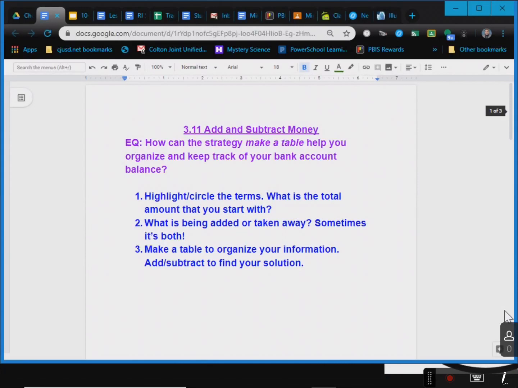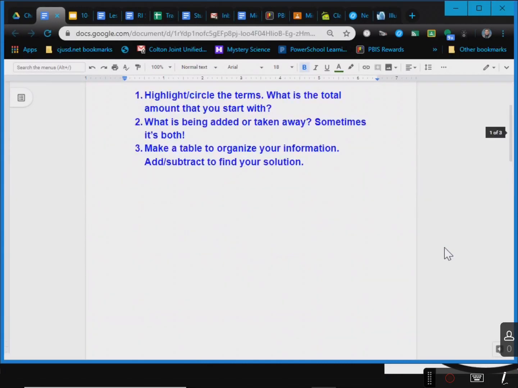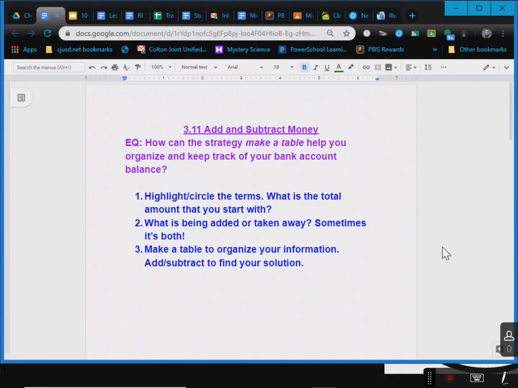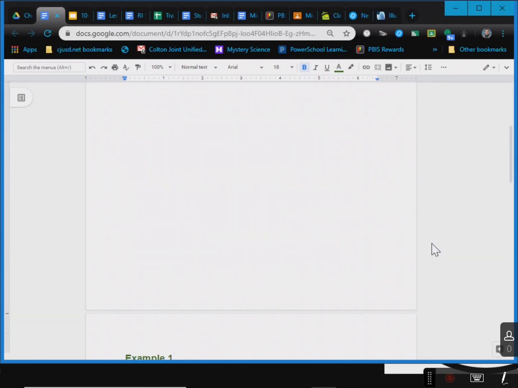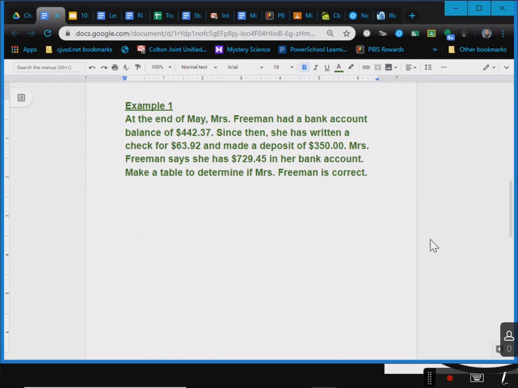And the third step is to make a table to organize your information and add or subtract, or add and subtract, to find your solution. So let's go ahead and get started, and if you need to pause and write that down, please go ahead and do so now. Hopefully you pause because we're getting straight into the first example, which, yes, you do need to write down.